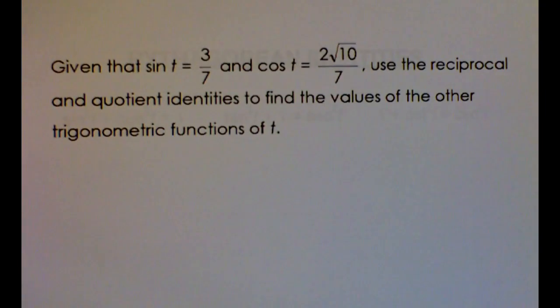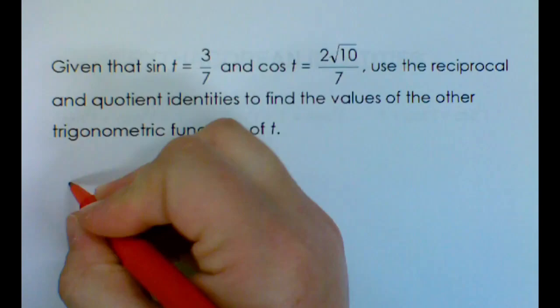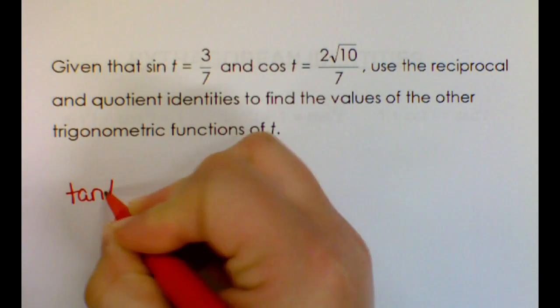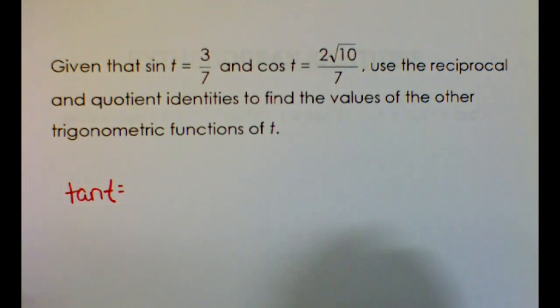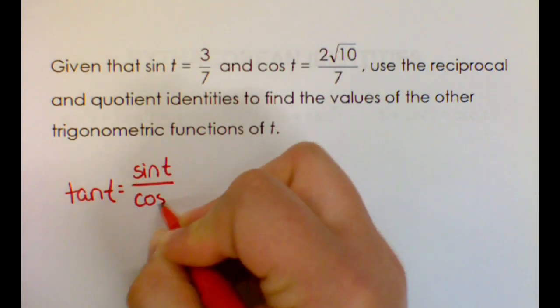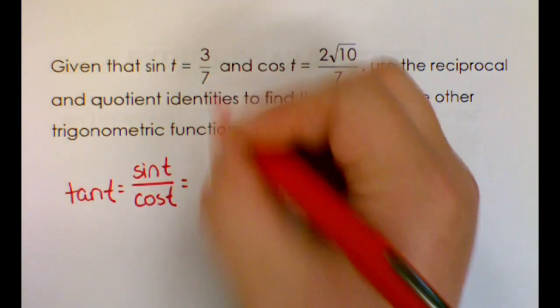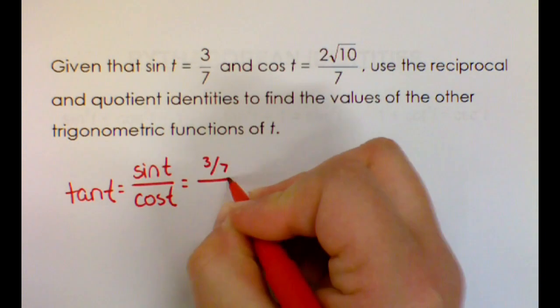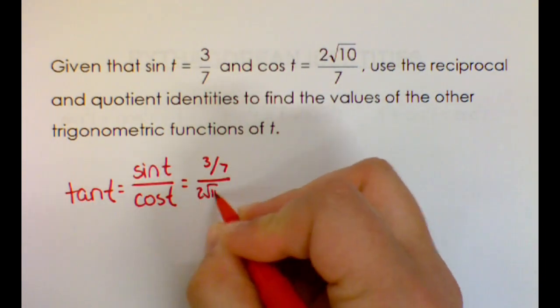So, given that the sine of our angle is 3/7 and the cosine is 2 square root 10 over 7, we'll use all of our rules to find the values of the other trig functions. So we've got sine and cosine. Let's go for tangent of angle T. Tangent is sine over cosine. So sine is 3/7. Cosine is 2 square root 10 over 7.